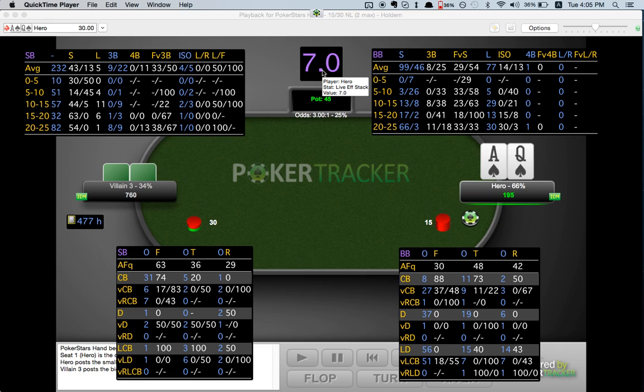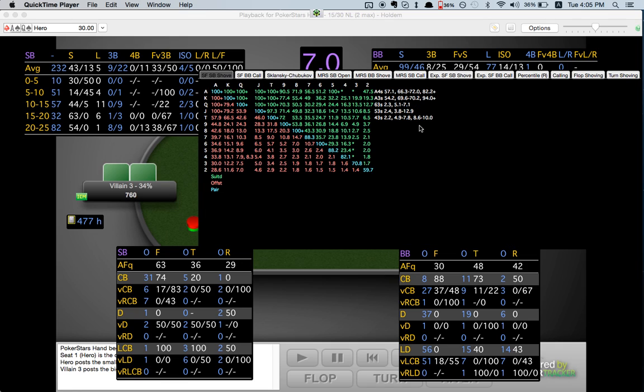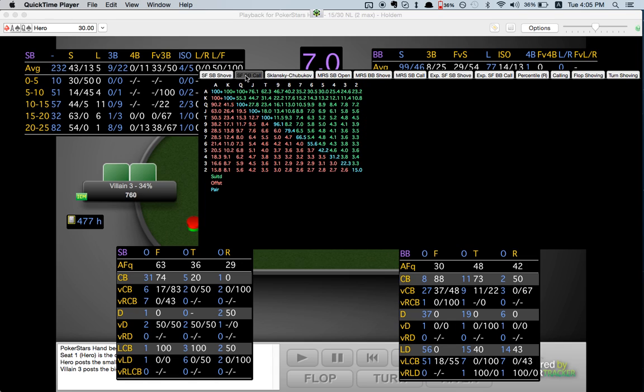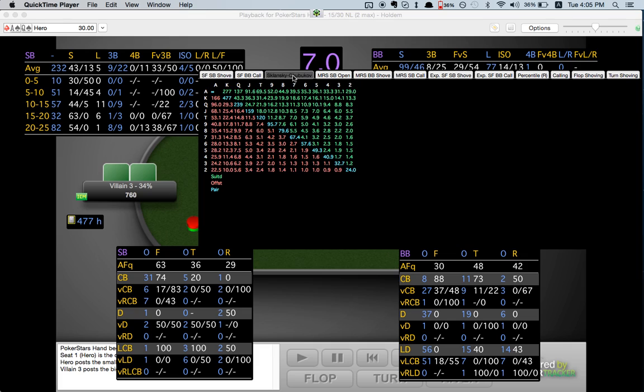At the top we have the effective stack sizes. If we click on it, we get a bunch of charts. First we have the shove fold, small blind shove. This is the mash chart that most of you are probably familiar with. And its accompanying shove fold, big blind calling chart.